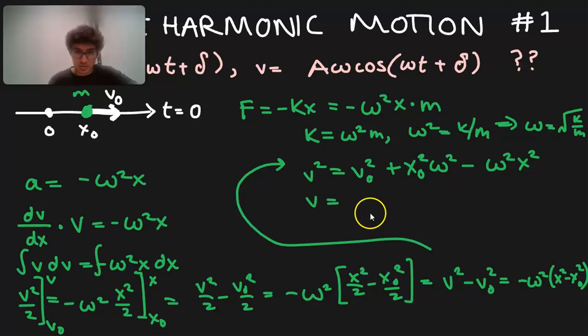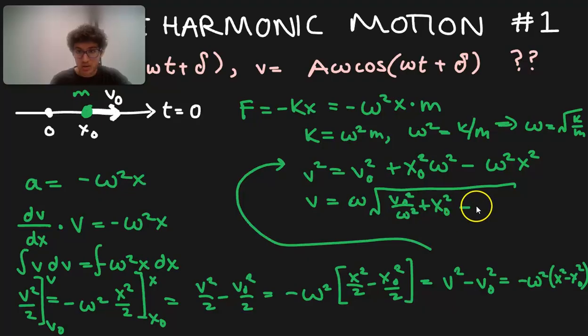Okay, let me write this a little bigger. We need to be a little bit careful with how we do things here, but essentially we can take out an omega squared. We're taking the square root, so that's going to mean just taking out an omega. Inside here, what do we have? We have v naught squared over omega squared, right? We can't forget that. And then we have plus x naught squared minus x squared.